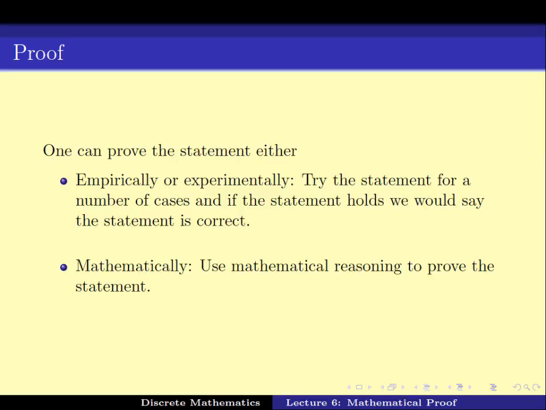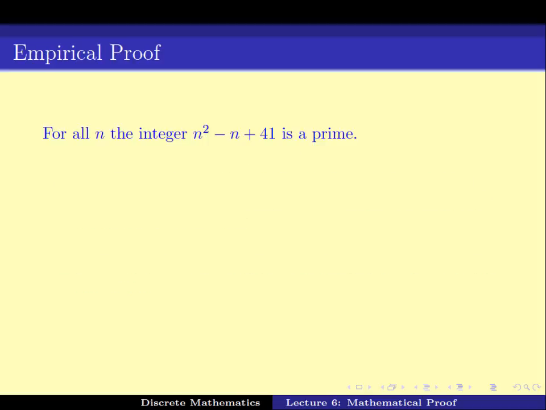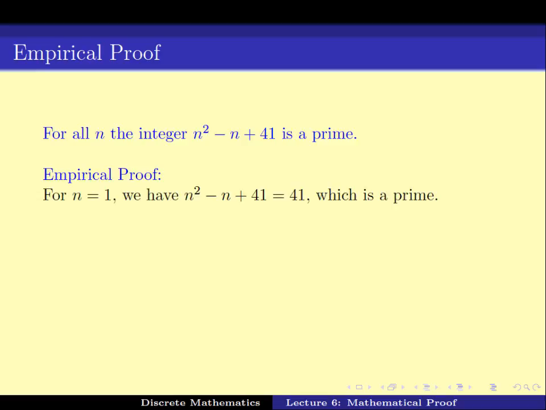Now, to start with, let's look at experimental proof or empirical proof of that statement. So here is the statement. For all n, the integer n square minus n plus 41 is a prime. Now how will you go about it? Of course, you want to check for various integers. For example, in the empirical proof, say put n equals 1, you get n square minus n plus 41, this is 41, which is a prime.